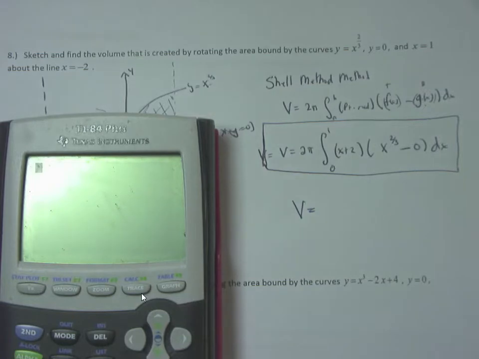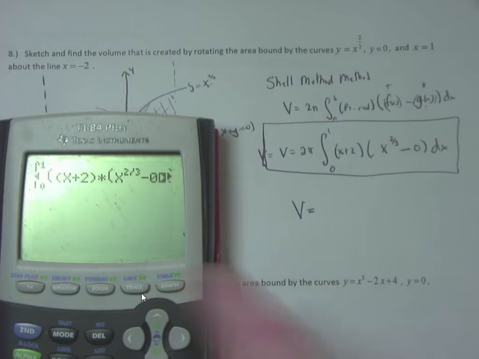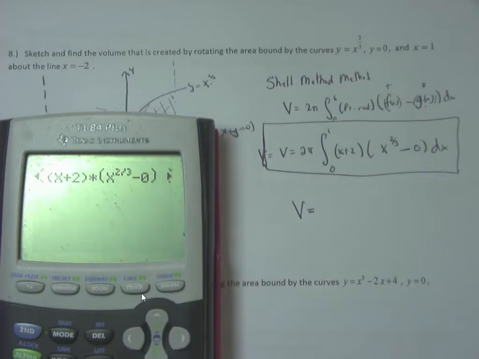And what do I get here? All right, so first thing, I'm going to hit math number 9. Integral from 0 to 1 of the point radius, which is parentheses x plus 2, close parentheses, times parentheses, x to the 2/3 power, 2/3, John, 2/3 power, minus 0. Minus 0 because it was the x-axis on the bottom, close parentheses. Now, if there was an actual function on the bottom, don't forget to put parentheses around it. When you subtract off something or other, you've got to have parentheses. That negative is going to distribute.